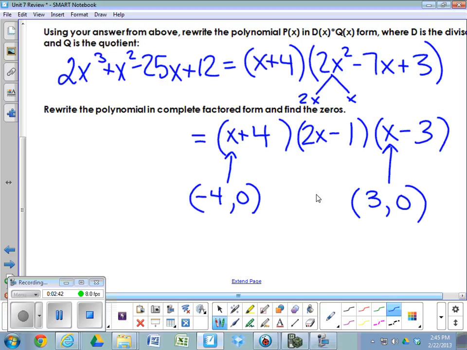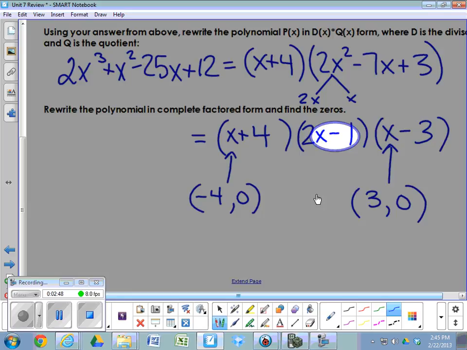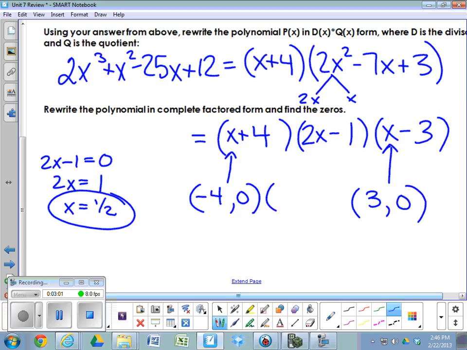And here's why. If you're not sure what the 0 of this is, set that equal to 0 and solve. Add 1 to both sides and divide by 2. This is the other missing 0: 1/2, comma 0. If you go back up to number 6 and look at your list of potential roots, that was one of them. 1/2. 3 was on our list of suspects, and so was negative 4. We've caught them all. It's now completely factored. Okay?